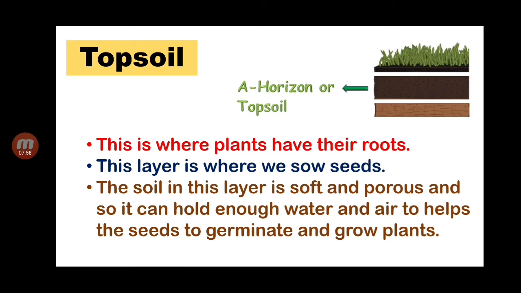And the soil in this layer is soft and porous, so it can hold enough water and air to help the seeds germinate and grow into plants. So this layer is the best for growing plants, right? Because air and water are present there, and this is also the layer where we grow seeds, right?